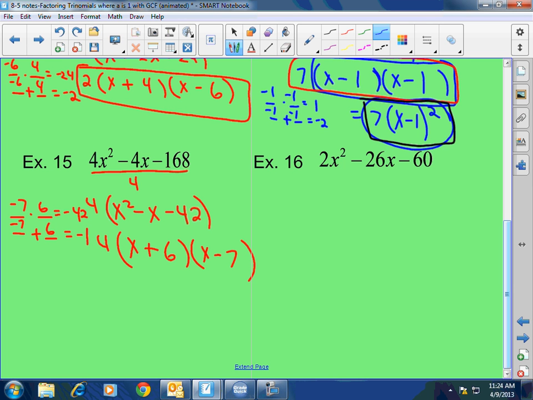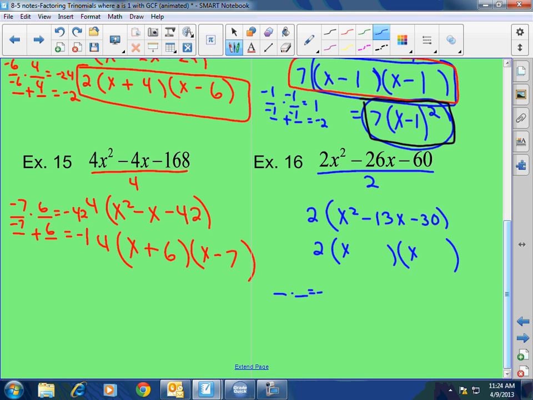Last but not least, gentlemen, 2x squared plus 26x minus 60. Can I factor something out of here? Yeah, what can I factor? A 2, very good. So I pull out my GCF of 2, and I got x squared minus 13x minus 30 left over. Now I'm going to go ahead and do my setup. Okay, boys, what times what equals negative 30, but when added together equals negative 13?